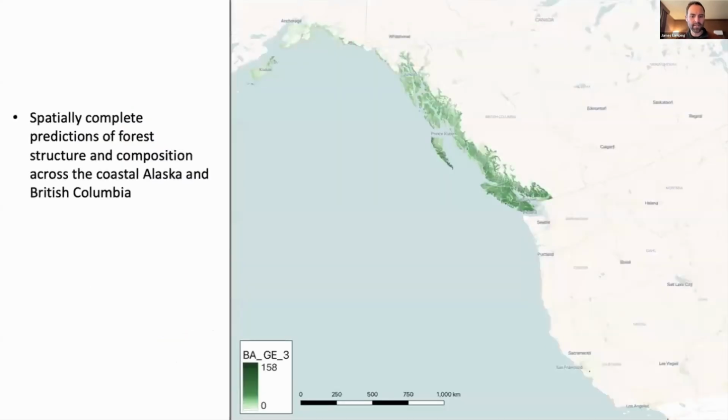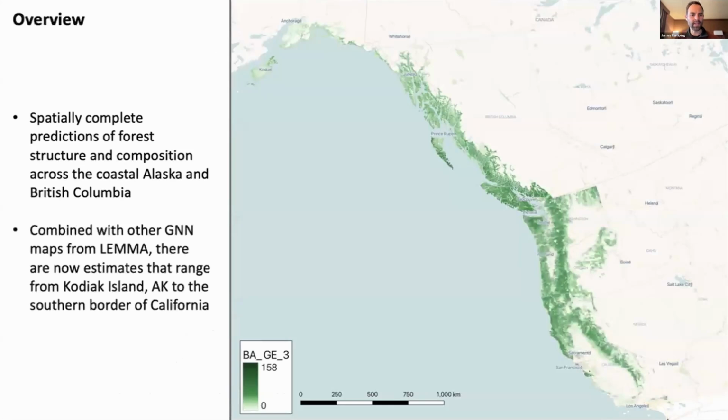So, a quick summary of our results. We now have spatially complete predictions of forest structure and composition across coastal Alaska and British Columbia. That ranges all the way from Kodiak Island, like I said, down to the border of Washington and British Columbia. And when you combine those with gradient nearest neighbor maps that already exist from a group like LEMMA, there are now spatially complete estimates, pretty consistent with the methodology in which they were created, that range all the way from Kodiak Island down to the southern border of California.